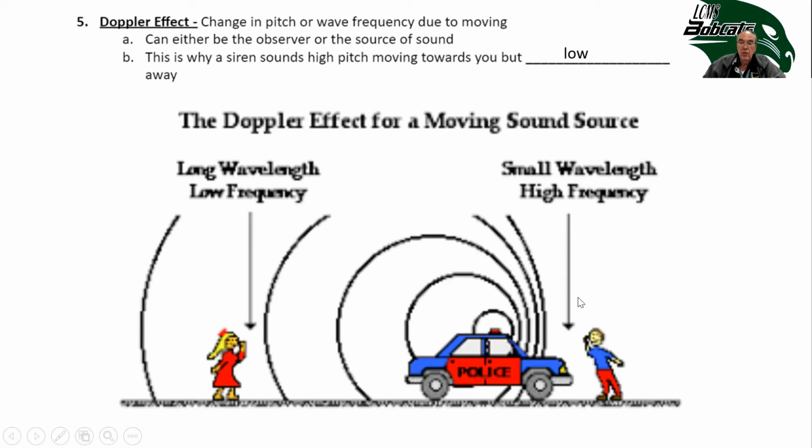So in this picture in your notes, it shows the police car going towards this guy, and the police car is driving towards its own sound. So as the sound waves leave, it drives towards the ones that are trying to get away from it and away from these other ones behind it.